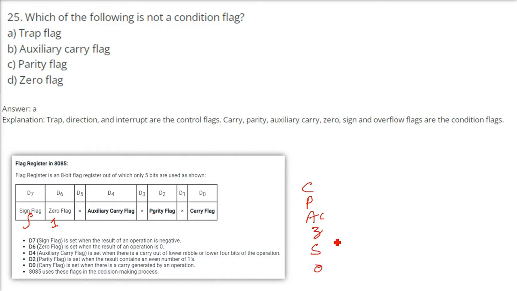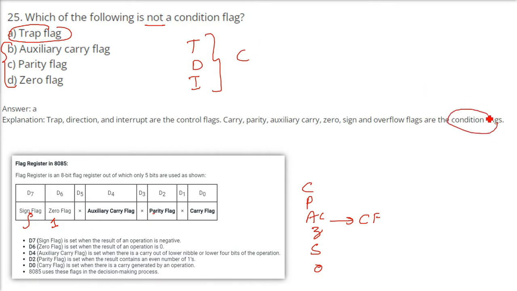Please remember, after certain ALU or arithmetic logical operations, there will be some result. So all these you see are condition flags. The question is asking which is not a condition flag. Now the trap flag, the direction flag and the interrupt flag are called the control flags. So A, the trap flag, is a control flag. It is not a condition flag, so the answer will be A. Trap is the answer.